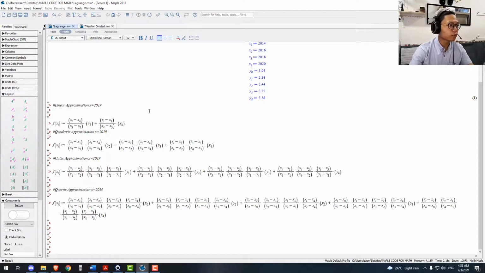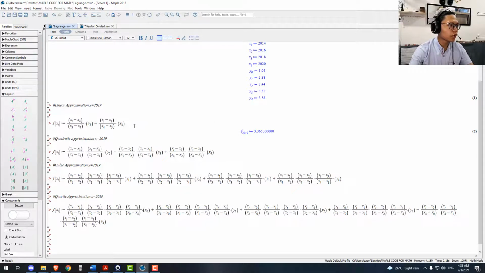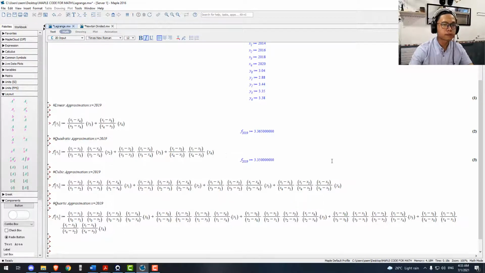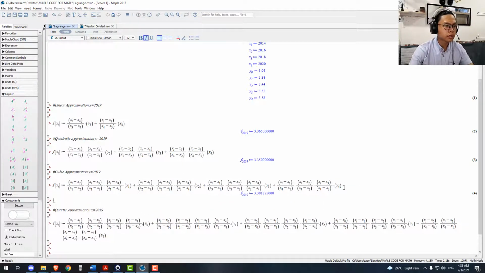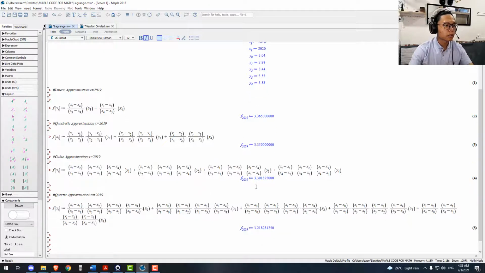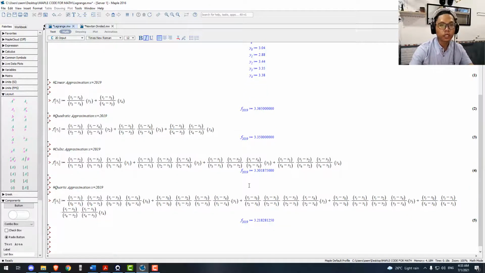So we have to prove it. We have to run this formula, we just enter it, and we get the answer equal to 3.365. The same goes for the quadratic, cubic, and also the quartic approximation. These are the 4 answers that we get for the Lagrange interpolation. Okay, next is the Newton divided.